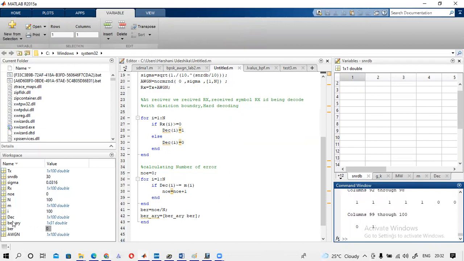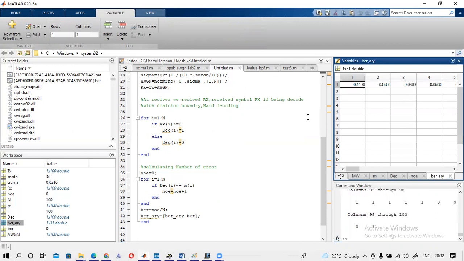Yeah, so you can see now the BER array. Here you have 31 elements, no? So you have some values. Actually, this is the bit error rate value at SNRdB 0. SNRdB also goes from 0 to 30.